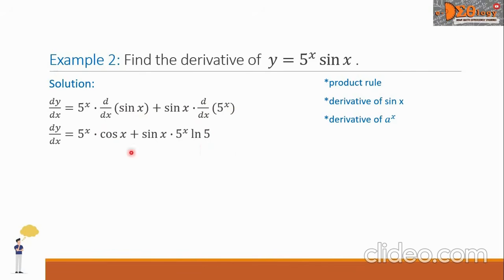We can see that we have two groups here and there is a common factor, and that is the 5 raised to x. And we can factor that out. So our final answer is 5 raised to x times the quantity cosine x plus ln of 5 times sine x.